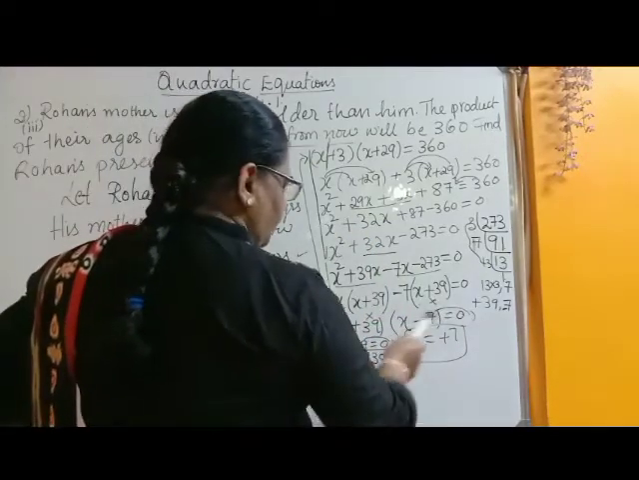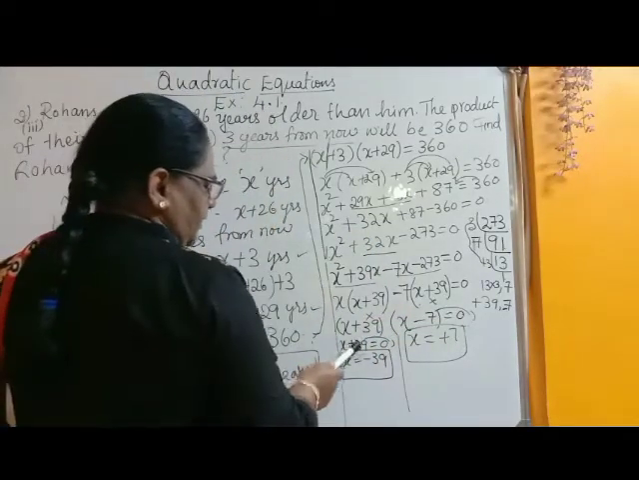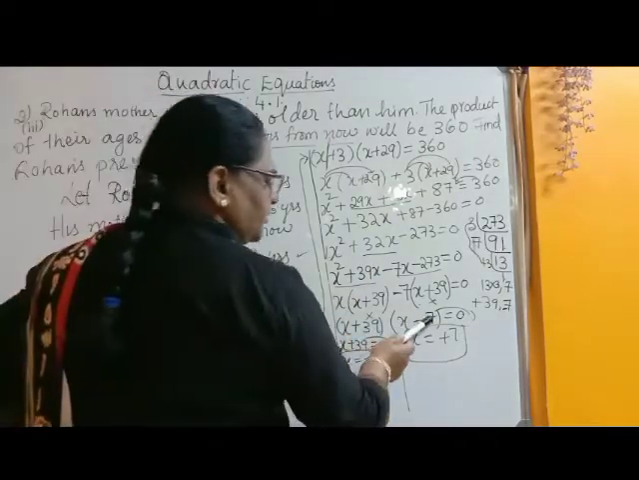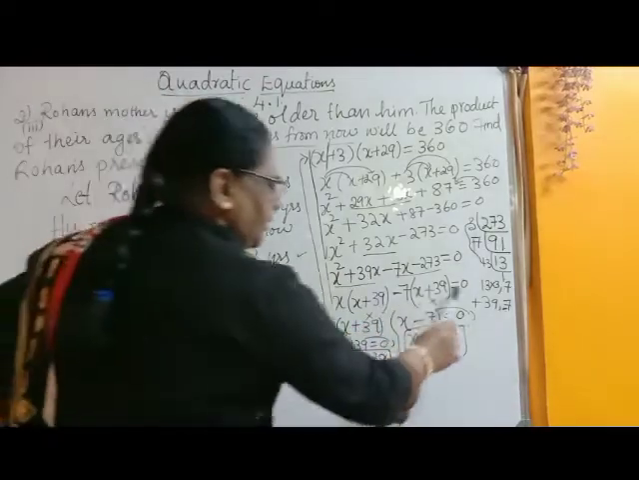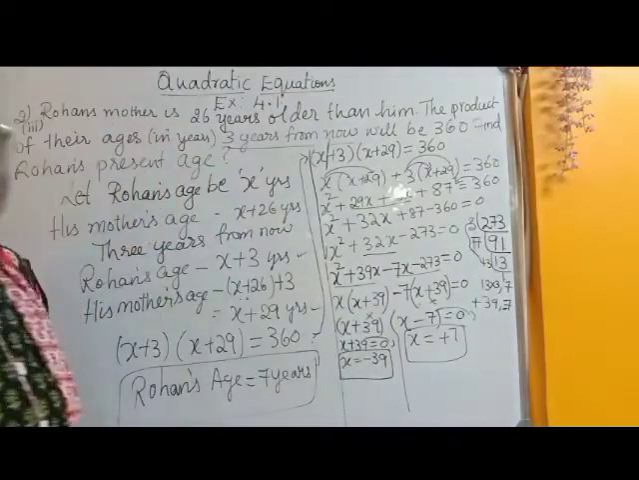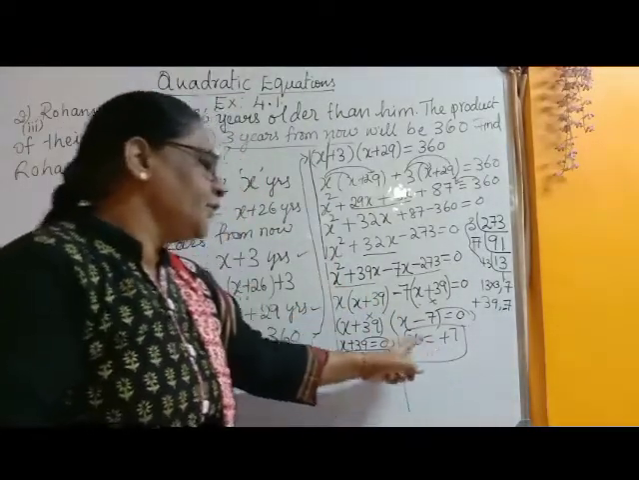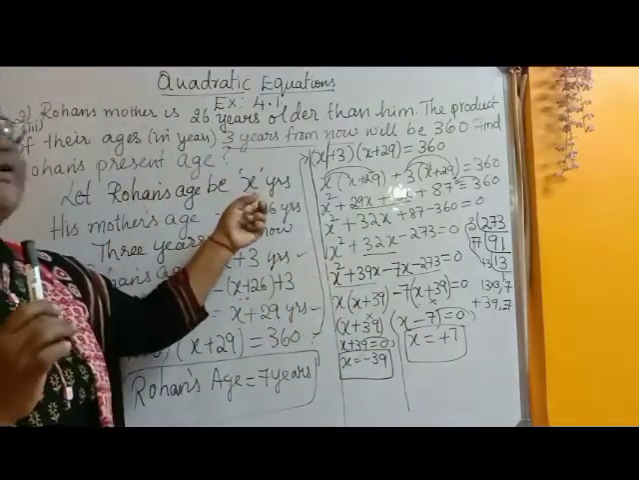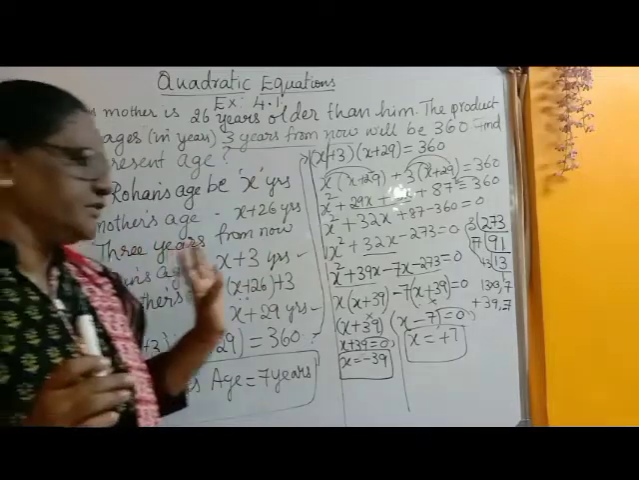Now equate both of them to 0. x plus 39 equals 0, so x equal to minus 39. Here x minus 7 is equal to 0. And minus 7 if you shift, you will get the positive value. Always take the positive value. Okay, x is equal to 7. x is nothing but your present age of Rohan. So Rohan is 7 years now.